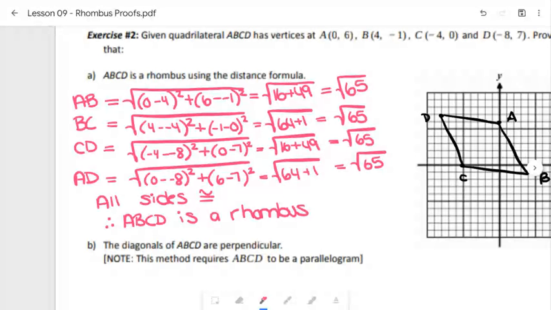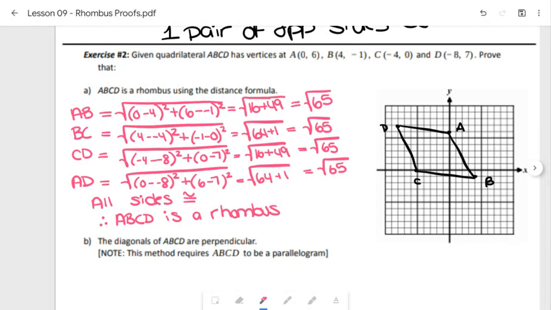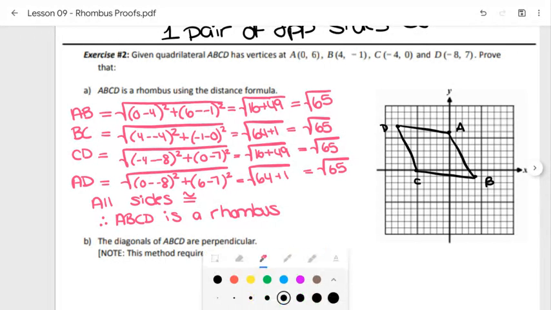So that's the first part of this. It's one way I could prove that it is a rhombus, right? That's usually my go-to way. Even if we get stuck on distance formula, the more we practice it, usually that's my go-to. Now, there is another way we could have done it.